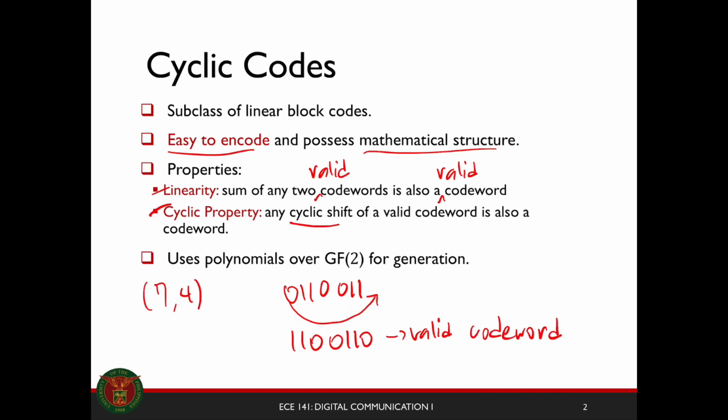Okay, so to generate cyclic codes, you'll need to use polynomial representations of the bits for your generation. Just note that the polynomials are from the Galois field 2. Okay, and as you recall, it's a finite field, as what we have been discussing for the linear block codes.